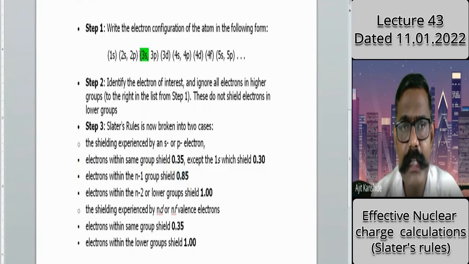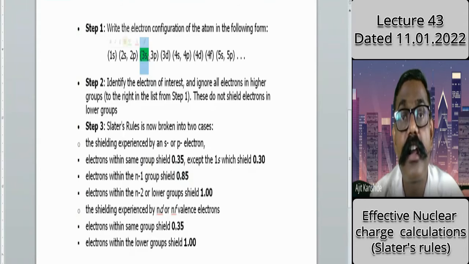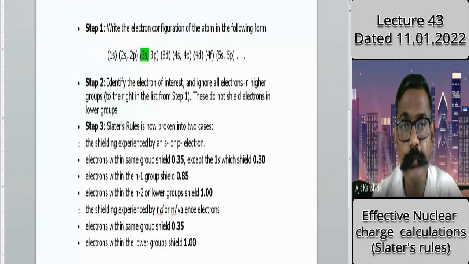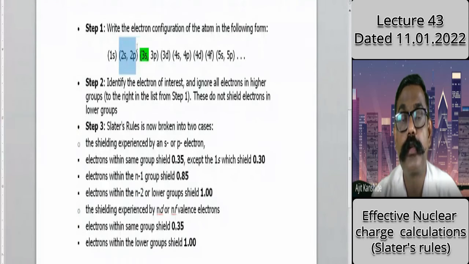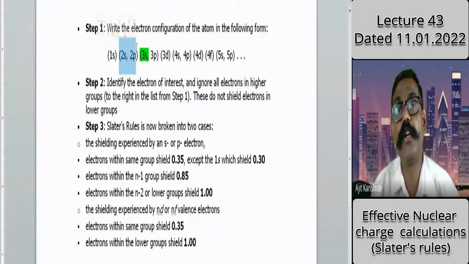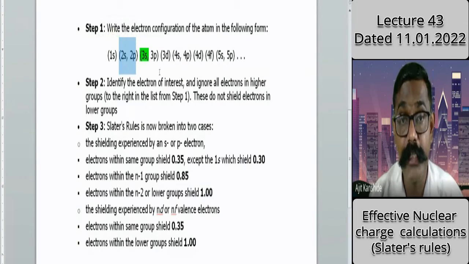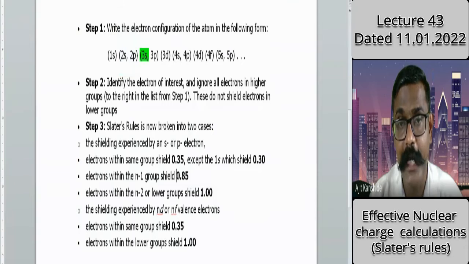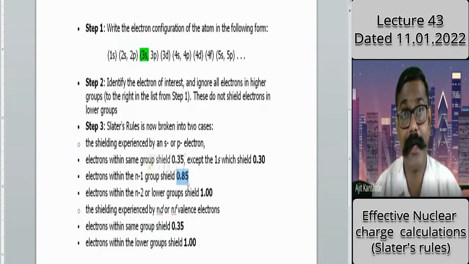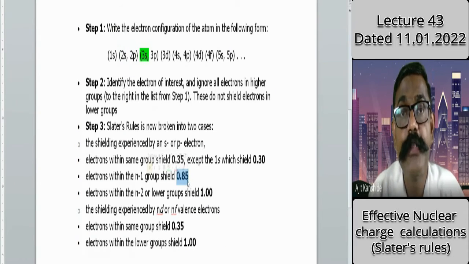Again, if 3s is the electron under consideration, it is in the 3s and 3p group. The n-1 group means 2s and 2p. In the 2s orbital, suppose 2 electrons are there, and in the 2p orbital, 6 electrons are there. A total of 8 electrons will contribute. Each of those 8 electrons will contribute 0.85. For n-1, 0.85 is the contribution.